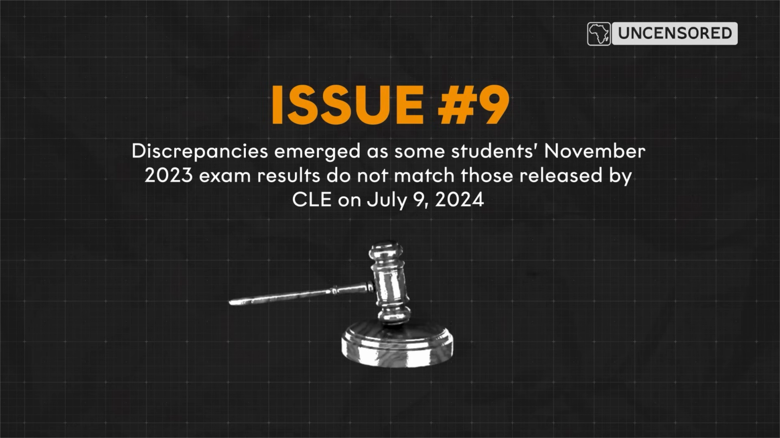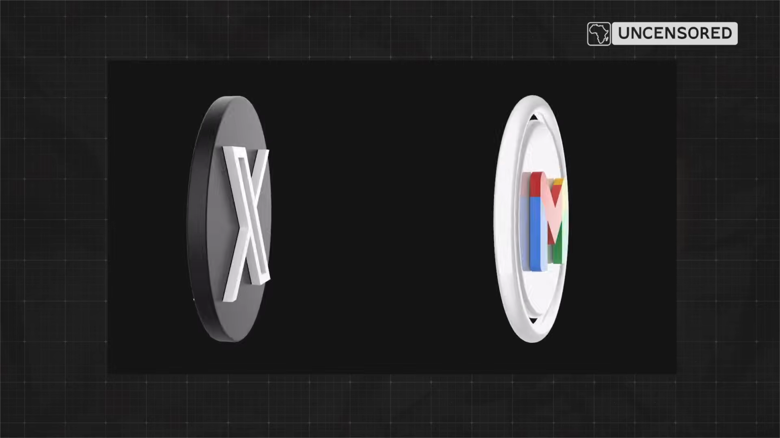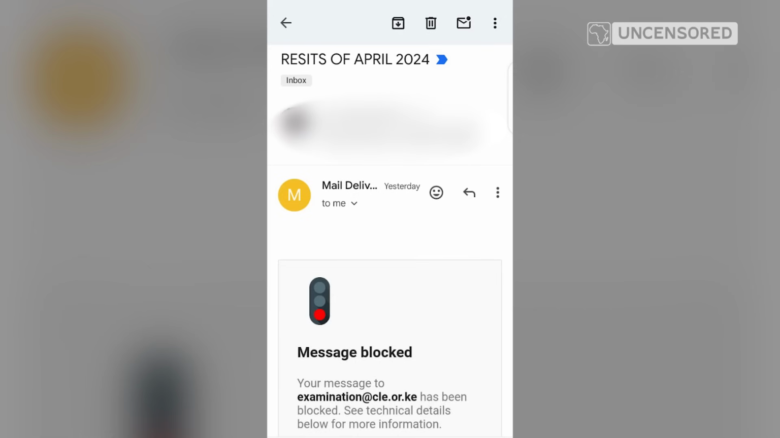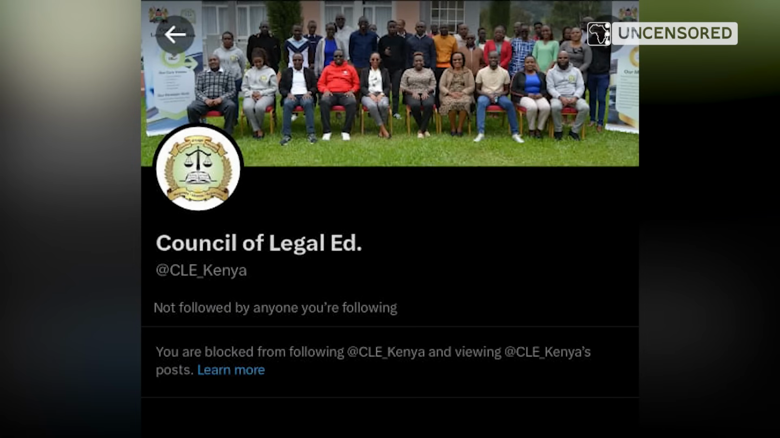Seeing that their efforts were not bearing fruit, the students turned to X and email to raise their concerns. But their efforts were often met with silence. Many reported being blocked on the platforms whenever they attempted to voice their grievances.